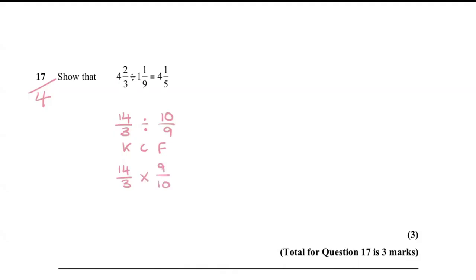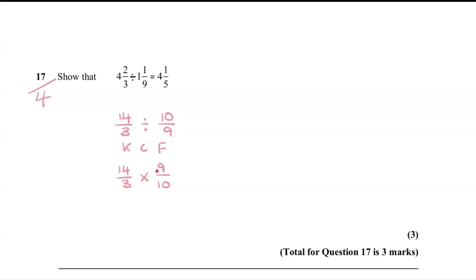Now you can either multiply across as it is and then cancel down, or you could do a little bit of cancelling before you multiply across. Now, not many people do this, but it's a great little technique. I am going to divide my 9 and my 3.